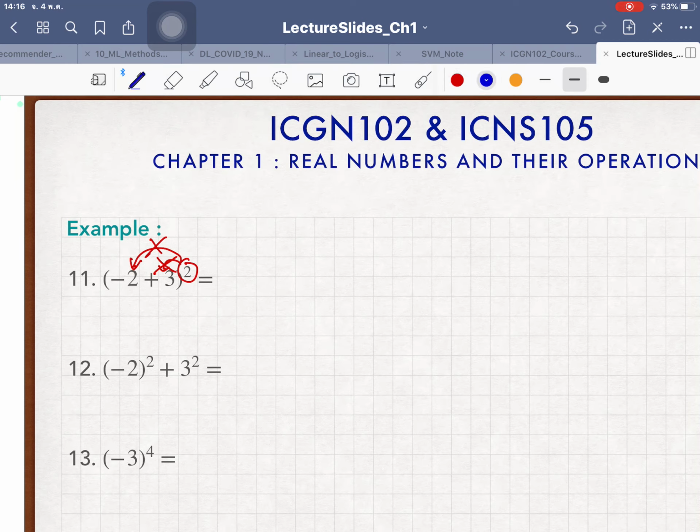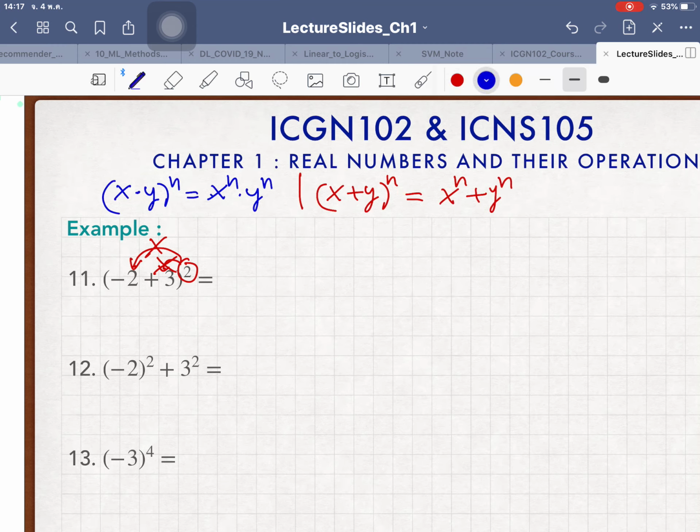Okay, it is because the rule that we have is for the case when you have x times y to the power n. This will give you x to the power n multiplied with y to the power n. But we don't have the rule for x plus y to the power n. If you take it to be x to the power n plus y to the power n, this will be totally wrong.